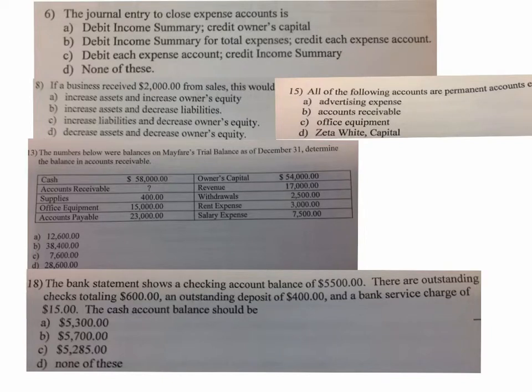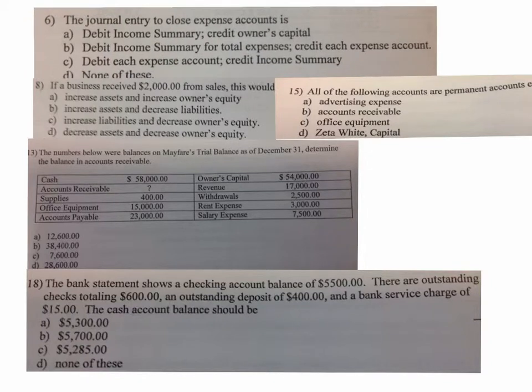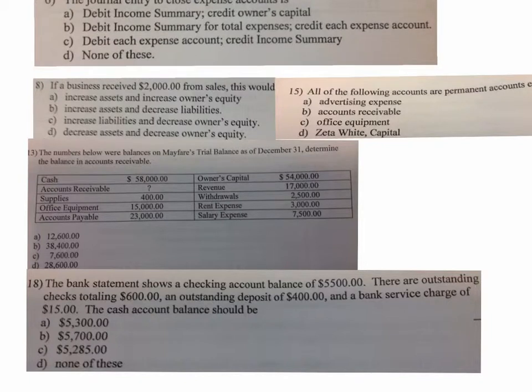Okay, so the journal entry to close an expense account is, I said C, debit the expense account, credit the income summary, by accident. But you're supposed to say B, debit the income summary and credit the expense account. And then I got number 8 wrong as well.